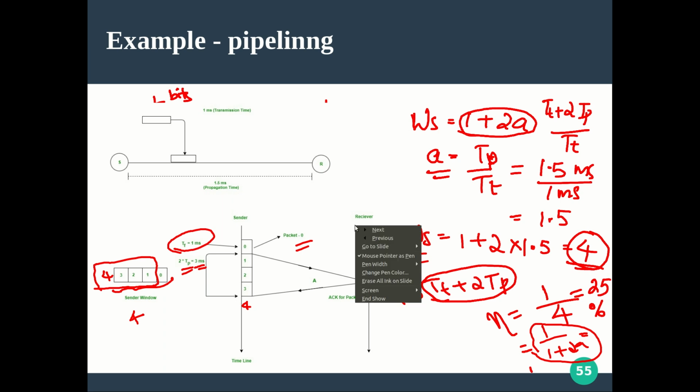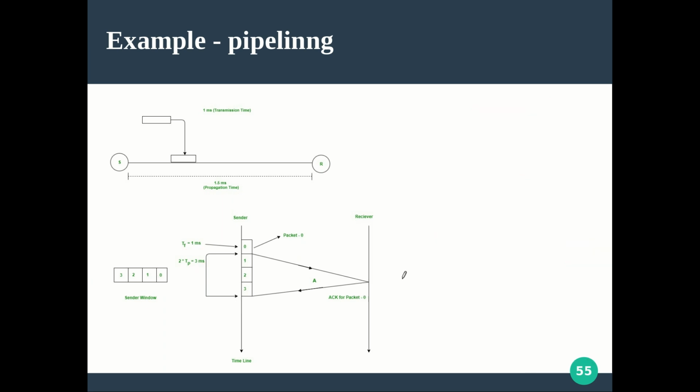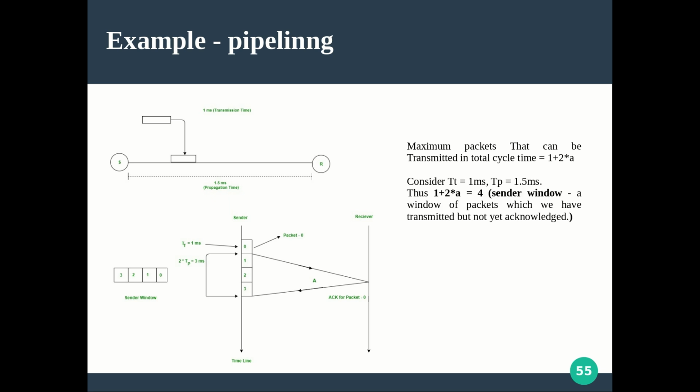Now let me clear this, and the same thing I have listed out here. The maximum number of packets that can be transmitted in a total cycle time, that is the sender window size, is found to be 1 plus 2a. In this example the transmission time is 1 millisecond, the propagation time is 1.5 milliseconds, and if you calculate 1 plus 2a as I did before, you will get 4. That means a window of 4 packets which we have transmitted but not yet acknowledged. That is the meaning of sender window.